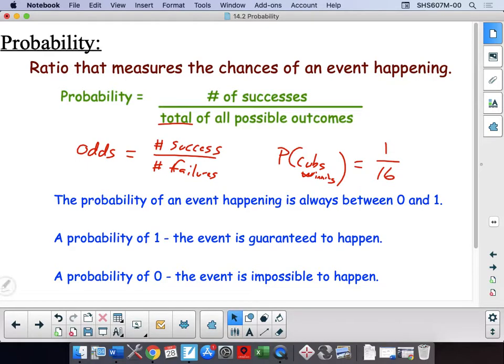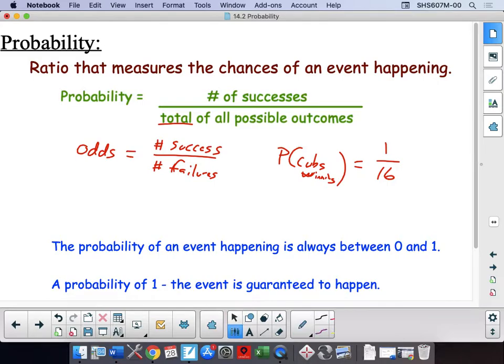If I said what are the odds of the Cubs winning? Odds, a lot less. So the odds of the Cubs winning would be what? How many successful outcomes are there? One out of how many failures? There's 15, right? There's 15 other teams that could win it. So they have a 1 in 15 chance, kind of, or the odds are, I shouldn't say 1 out of 15, but 1 to 15 are the odds for it, right?